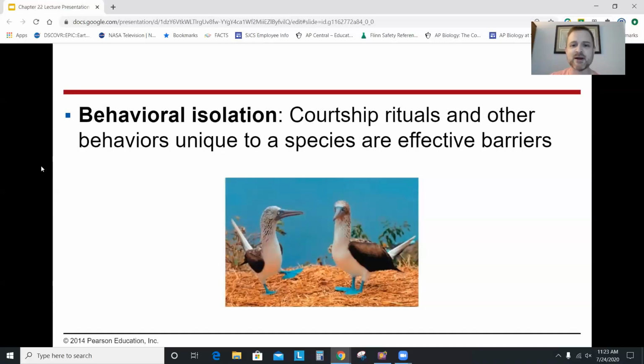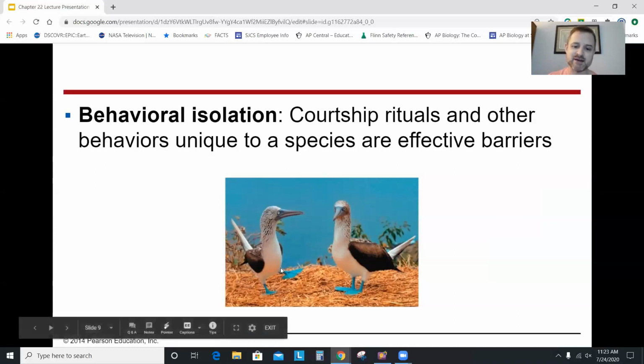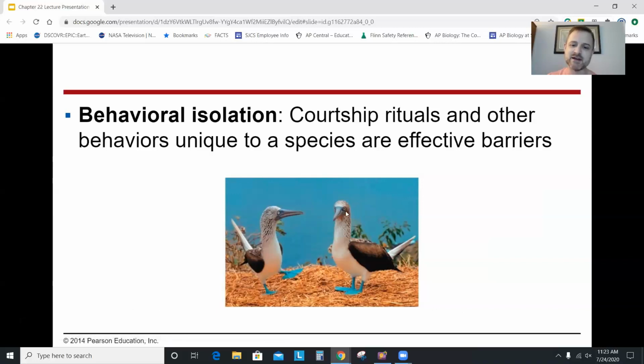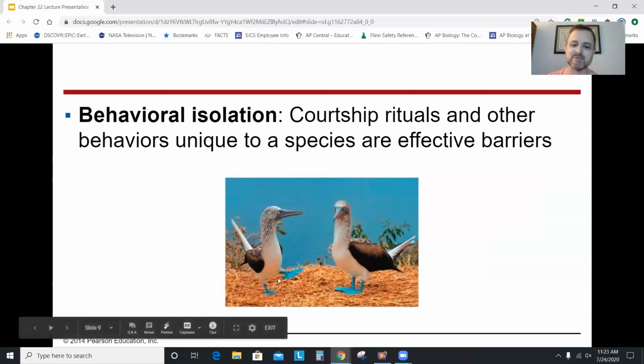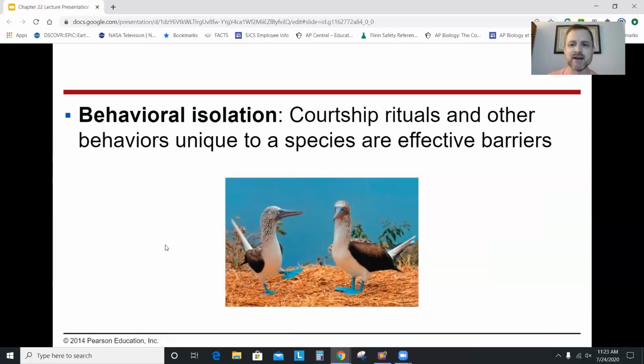Behavioral isolation, here we have some blue-footed boobies, right? So this would be courtship rituals or whatever that prevent two species, or prevent members of possibly the same species, from reproducing. This is the male doing the dance. This is the female. She's kind of giving him the side eye, like she doesn't want to look at him. She's probably not interested, to be honest. Maybe his dance isn't doing it for her. Okay, yeah, enough of that one.